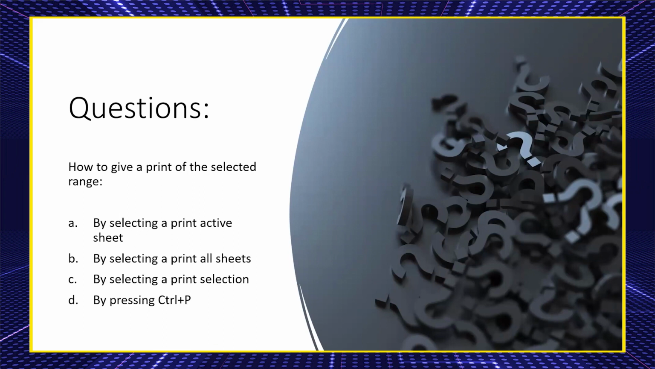How to give a print of the selected range? By pressing Control P, by selecting print selection, by selecting print all sheets, or by selecting print active sheet. Try to read the question. How to give a print of the selected range? It will be by selecting print selection. See, the answer is C.